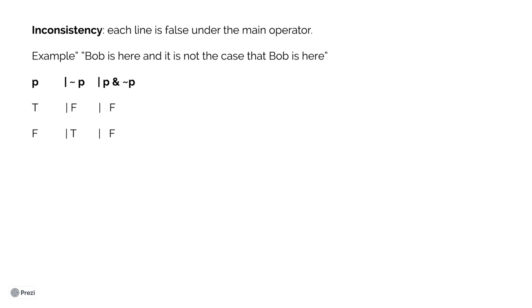And so the truth table here is showing us that something is wrong with the proposition P and not P. It would not be true. And so if we had somehow come to the conclusion P and not P and tried to work that into a well-formed formula, there would be a serious misstep, a problem with our reasoning.